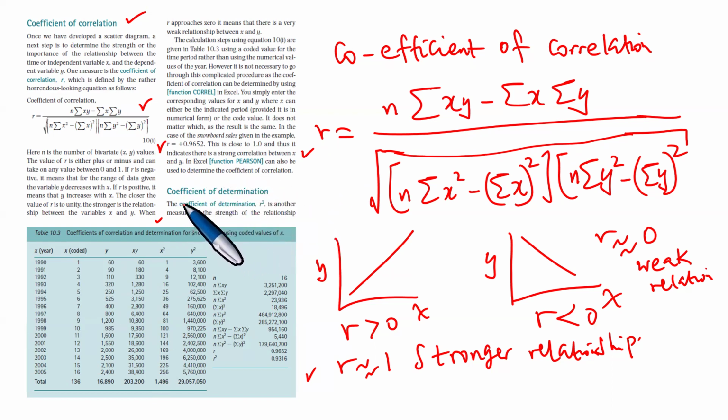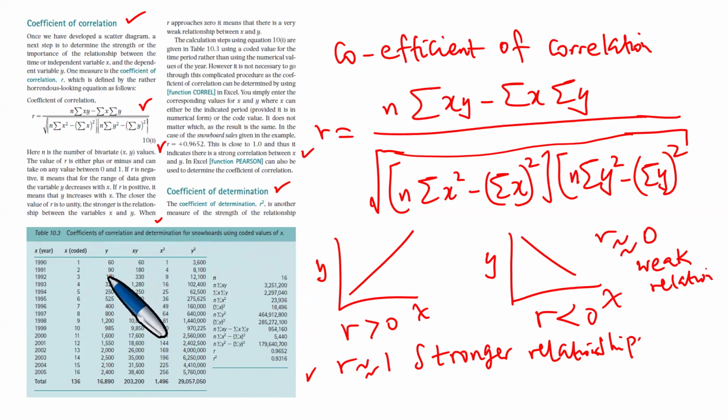Now, we have seen the coefficient of correlation, but there's something called the coefficient of determination, which is R squared. We square the R. It's another measure of the strength of the relationship. Let us discuss briefly Table 10.3, the coefficients of correlation and determination for snowboards using coded values of X.